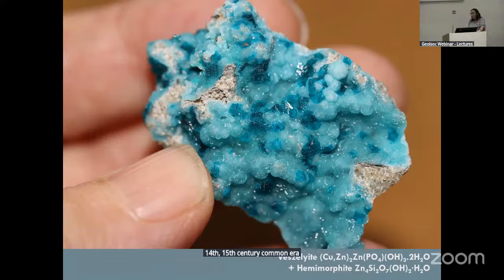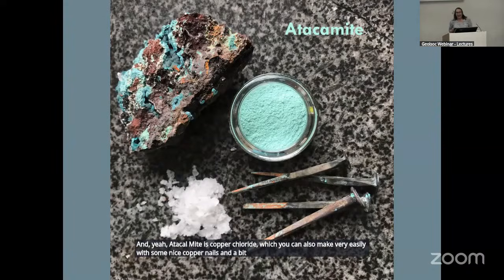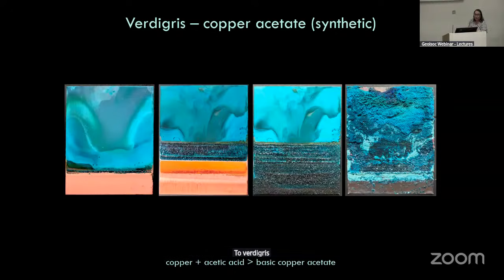So yeah, we still find bizarre minerals as pigments. Atacamite is copper chloride, which you can also make very easily with some nice copper nails and a bit of salt. And in a similar way, I'm just going to give a mention to verdigris, which was the cheap source of green. I've always got a pot of this on the go.